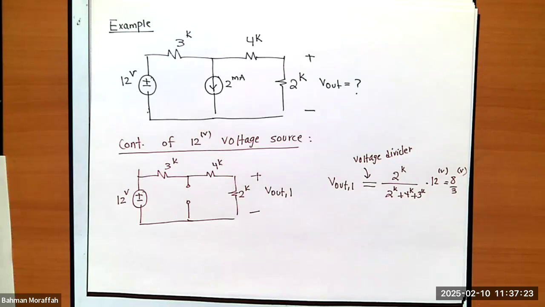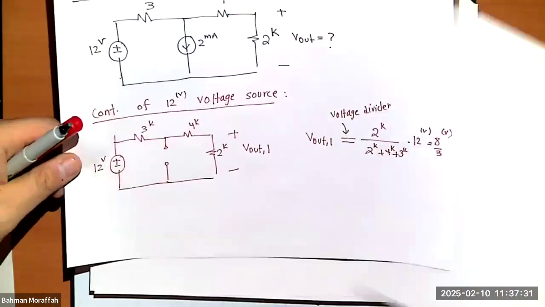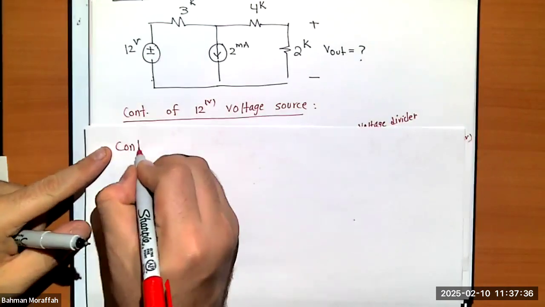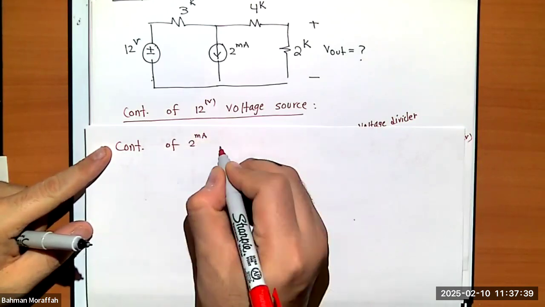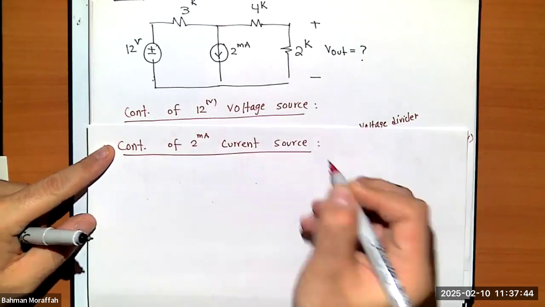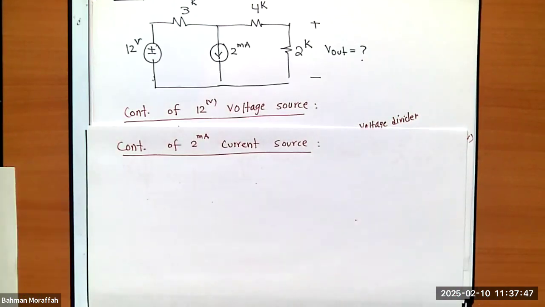What's the next step? We need to find the contribution of the current source. Right? So let's do that. So I have the contribution of the 2 milliamps independent current source. To find that contribution, what do I do? I'll keep the 2 milliamps current source and zero out the rest of them. As soon as I zero out the 12 volts, I have to replace it by a wire. Right? So my circuit would look like this.